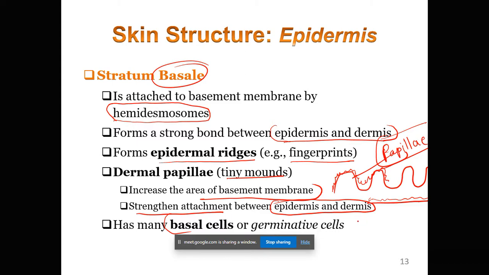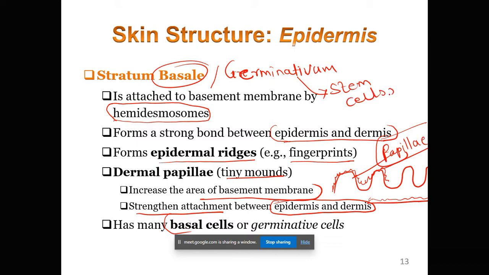When we say germinative cells, that's why this stratum basale is also known as germinativum. So germinativum means what? You know what germination is. They are capable of undergoing mitosis, and they can act as stem cells.